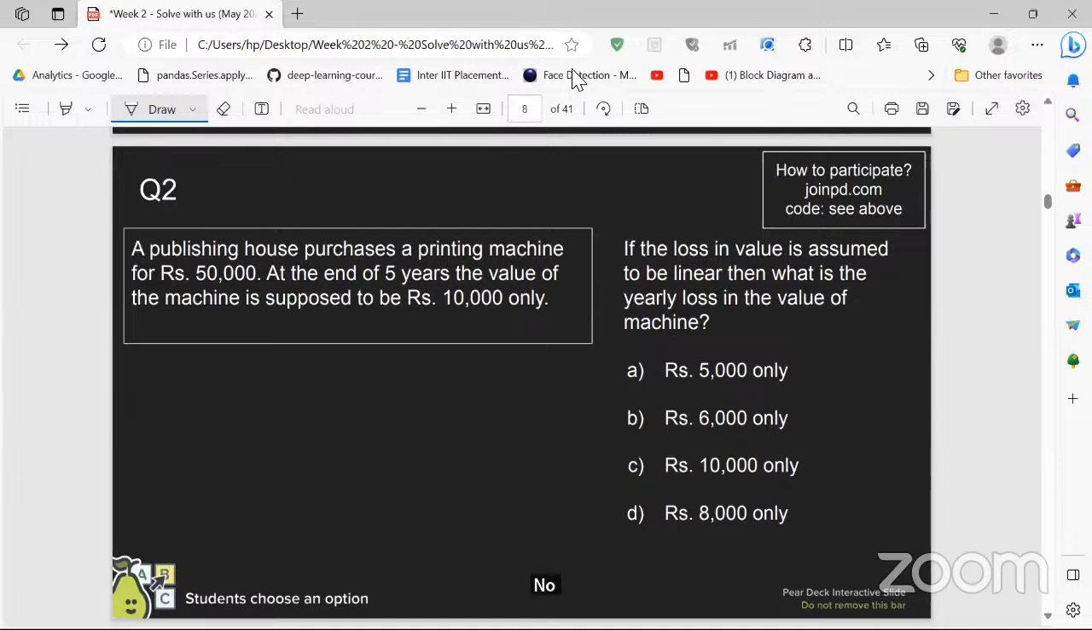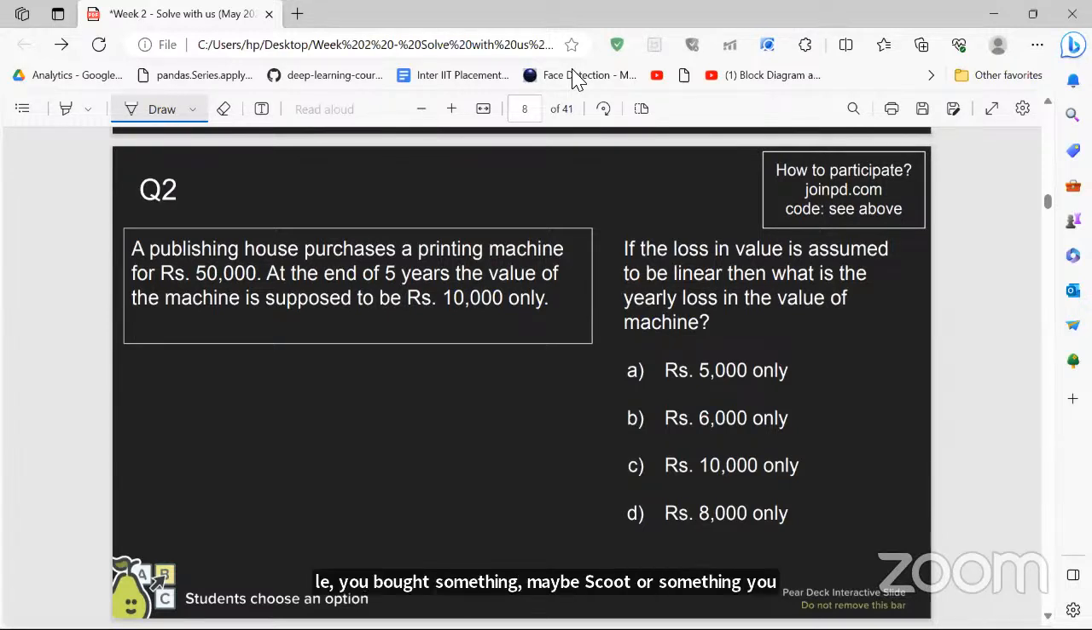I'll explain again. Let's say you bought something, maybe a scooty. Okay, a printing machine you bought for 50,000. You bought it today for 50,000, but after 5 years you thought of selling it, and at that time the market price for that printing machine was 10,000.